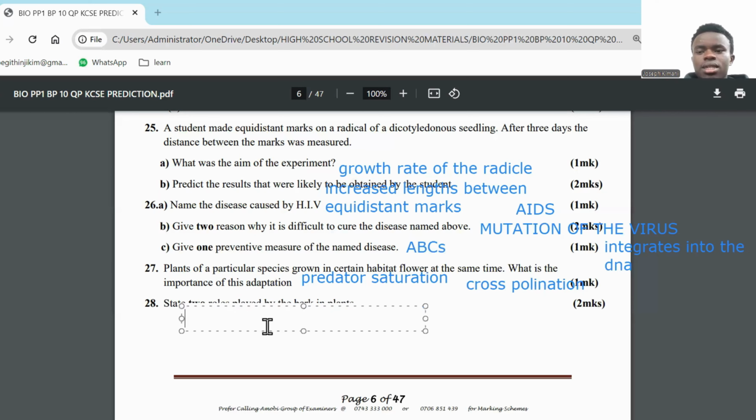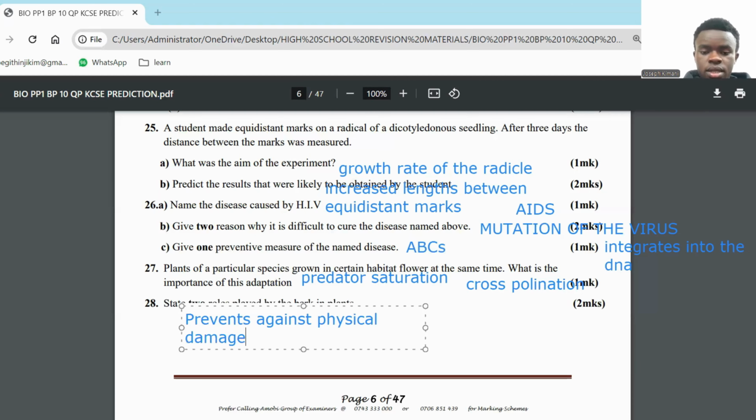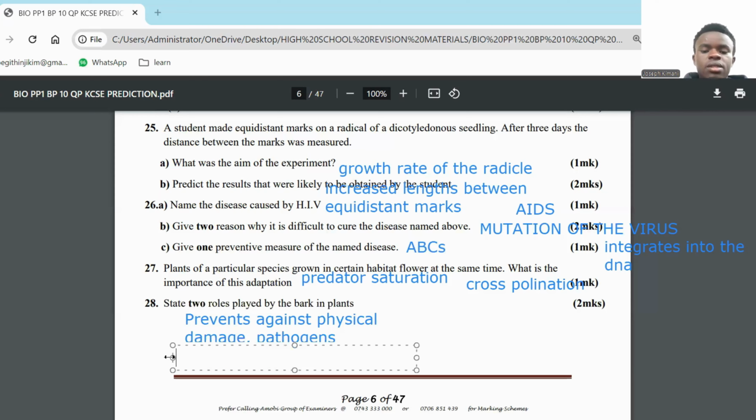Now give the roles played by bark in the plant. So the bark, you know the bark, the outside covering. First of all, it protects against physical or mechanical damage. Physical damage, that's one of them. And also pathogens as well. It will prevent pathogens from entering the plant. Then you also have that it insulates the plant against water loss, to reduce water loss in the plant.